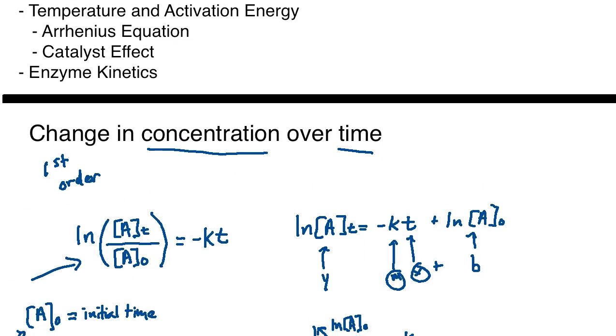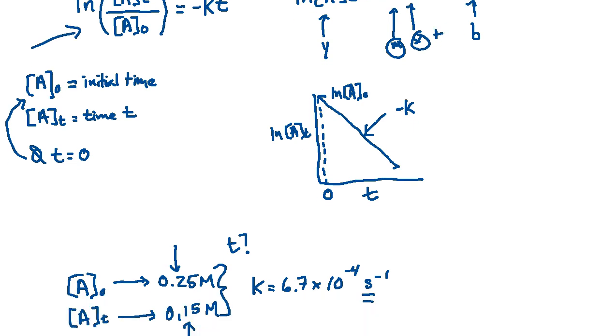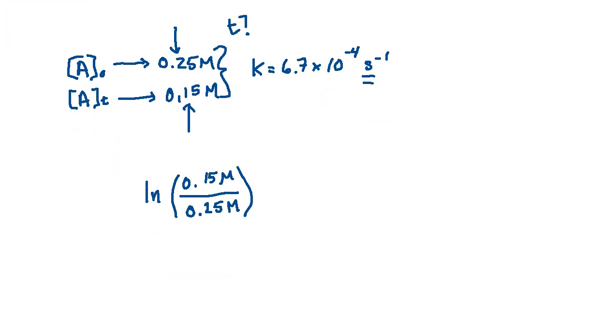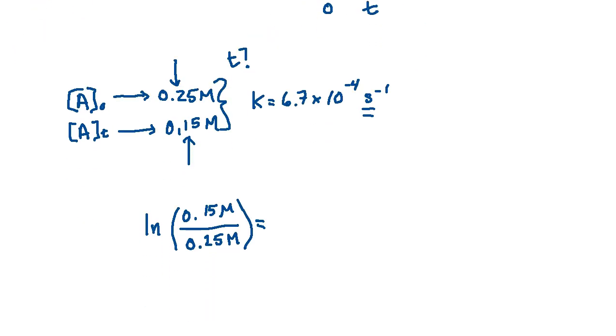Okay, now why is this the case? Well, look at the initial equation. It's A at t, so the concentration at your final time, over the initial. The final concentration at some time t is 0.15, and the initial concentration at some initial point was 0.25. That's why I have it in that order there. It is going to equal, and if I go back up and take a look, negative k times t. So negative k is going to be negative 6.7 times 10 to the negative 4th per second, times t. And now all I need to do is solve for t.